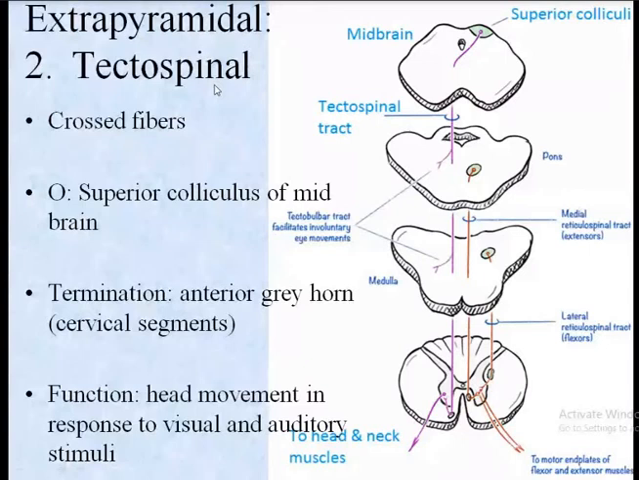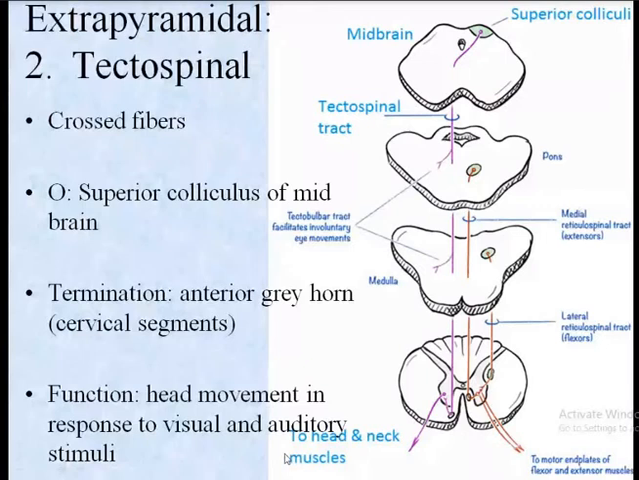It arises from the superior colliculi of the midbrain, then crosses to the opposite side and relays into the anterior horn of the spinal cord up to the cervical segment. So it maintains the movement of head and neck in response to visual and auditory stimuli.